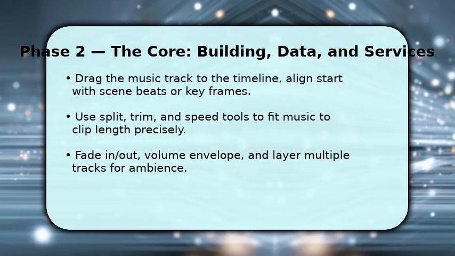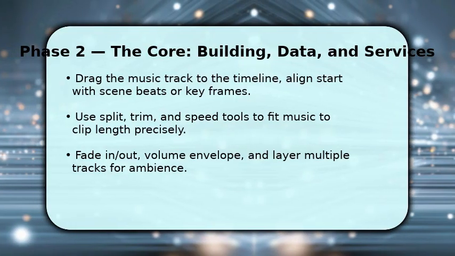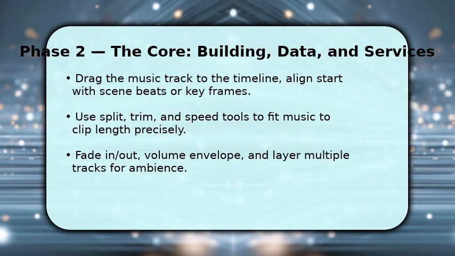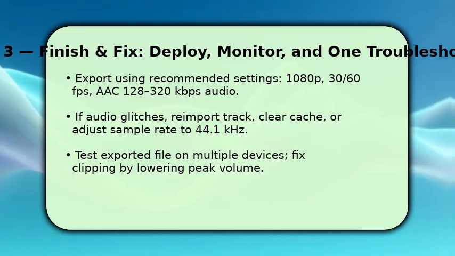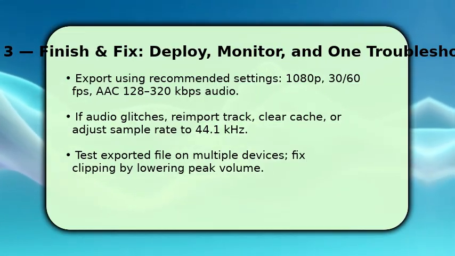Finally, export your video with the recommended settings: 1080p at 30 or 60 fps and AAC audio at 128 to 320 kbps to preserve music quality. Before exporting, listen through for clipping or sync drift.